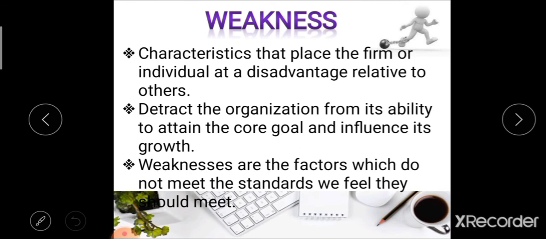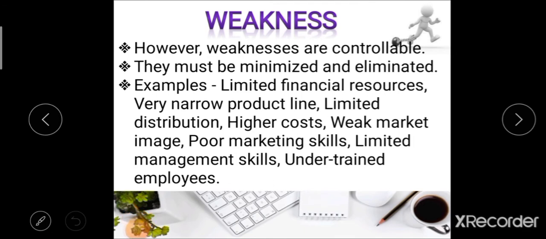The weaknesses are the factors which do not meet the standard we feel they could be met. That means these weaknesses are major obstacles in attainment of that particular standard in business organization. However, these weaknesses are controllable. That means as these weaknesses are considered as internal factors of business environment, so these internal factors can be controllable and they must be minimized and eliminated. Okay, so these weaknesses can be controllable, they can be minimized or eliminated.